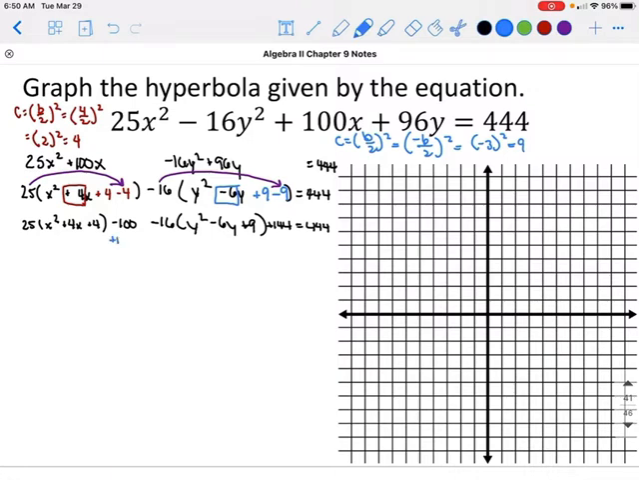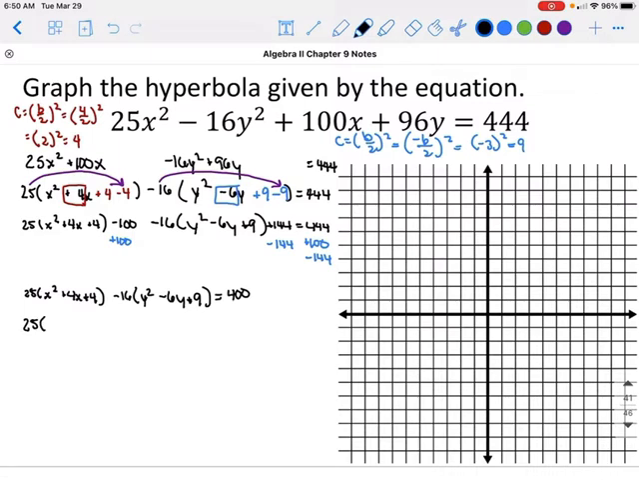Now, to get those parts by themselves, we are going to move these to the other side. So we're going to add the 100 to both sides, subtract the 144 from both sides, and this is going to give us 25 times x squared plus 4x plus 4, minus 16 times y squared minus 6y plus 9, is equal to 400.